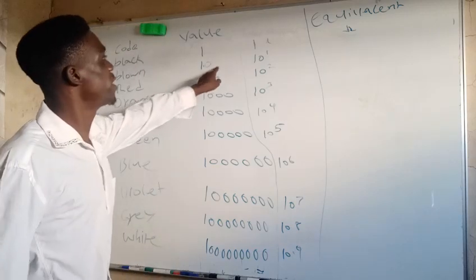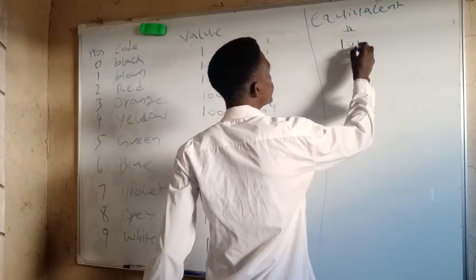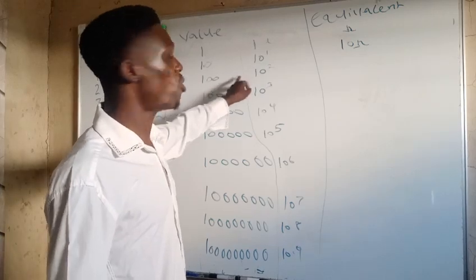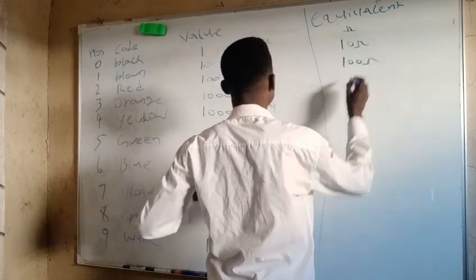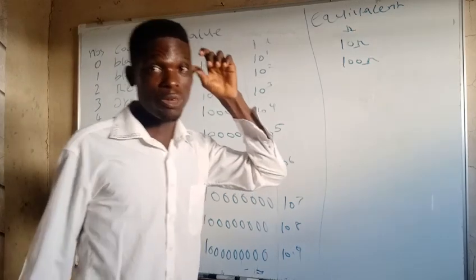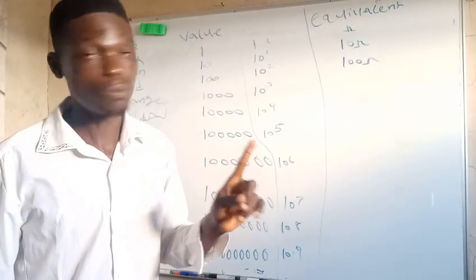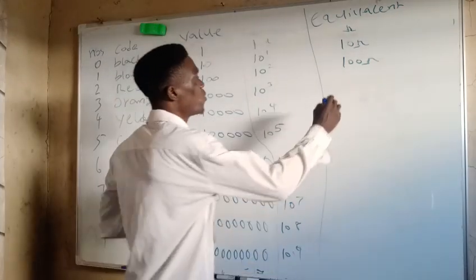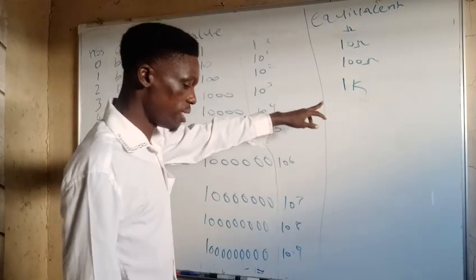While brown equivalent is 10. You see, 10. Or make it 10 ohms. Red is equivalent to 100, so you can make 100 ohms. Orange is equivalent to 1000. So you do not write 1000 ohms. We write 1k. That is 1000, 10 raised to power 3. So we give you 1k, 1 kilo ohm. You got it?